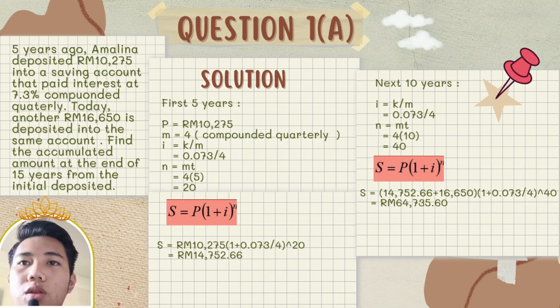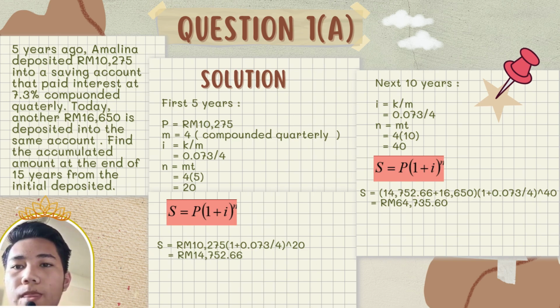So for the solution, we use the compound interest formula. P is 10,275, m is 4 because it is compounded quarterly. i is k over m equals 0.073 over 4. n is mt, n equals 20. If we insert it into the formula, we get S equals 14,752 ringgit and 66 cents. For the next 10 years, we use the same way, but this time we add 16,650 ringgit to the P, and S equals 74,735 ringgit and 60 cents.